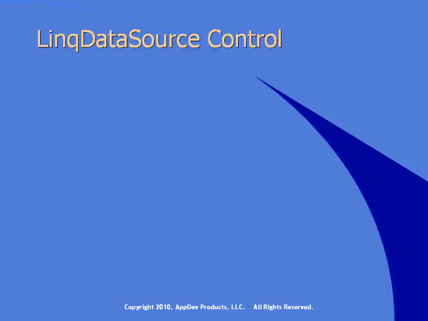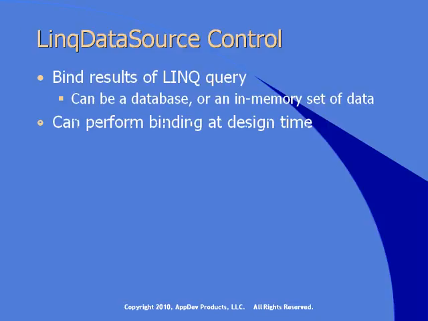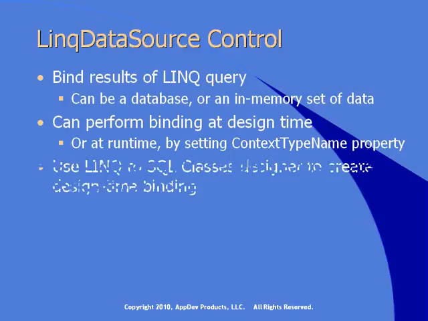Like the Object Data Source control, the Link Data Source control allows you to bind data stored in some data source to a page without the page having to know anything about that data. You bind the results of a link query. That can be a database or an in-memory set of data. You can perform that binding at design time or at runtime by setting the context type name property of the link data source. The easiest way to do this is to use the Link to SQL class designer to create design time binding to SQL Server data.